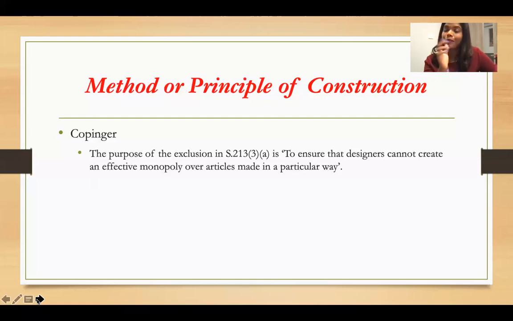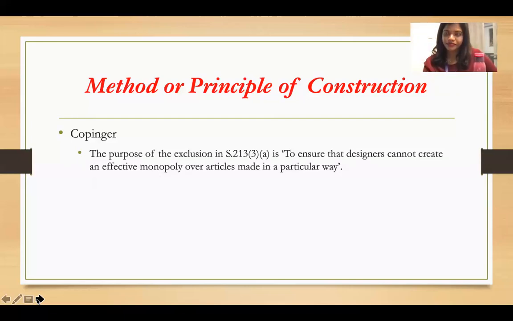Correct? So method or principle of construction is something that the courts will never allow under design rights, purely because they don't want designers to actually monopolize the way that this particular article is being made. They only allow you to rely on the appearance. How is this done? What does it look like? Only that the courts allow you.